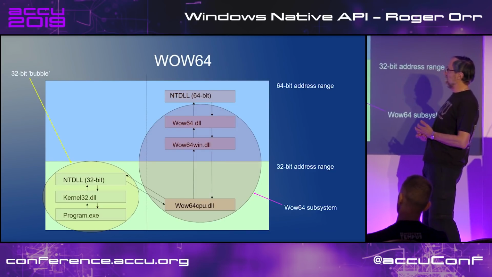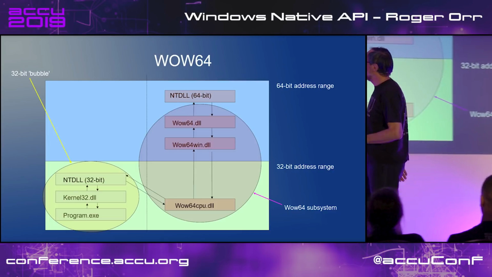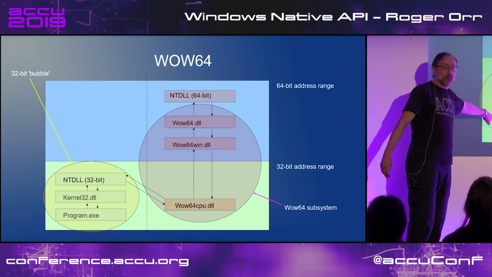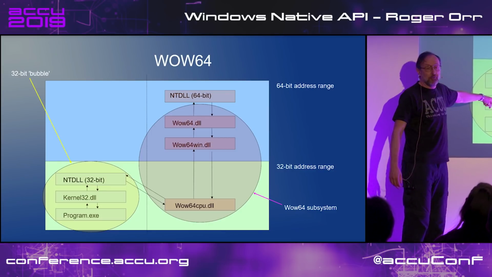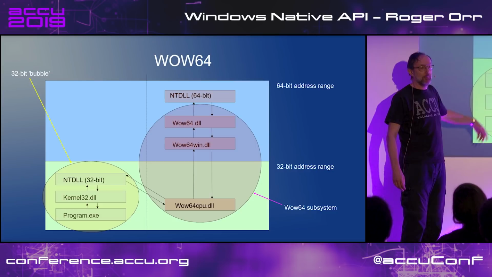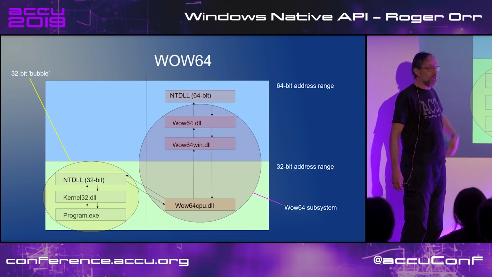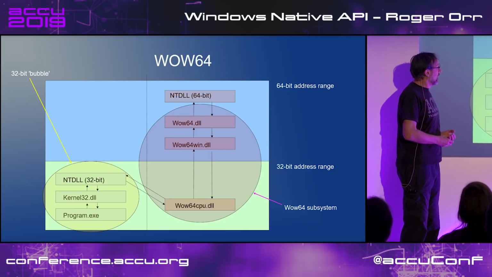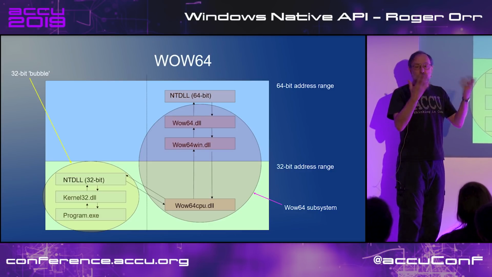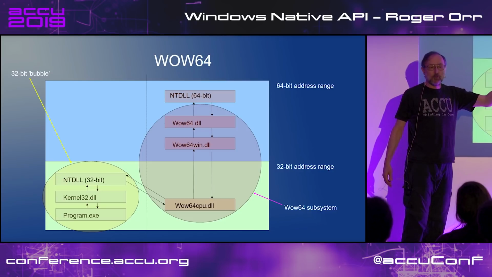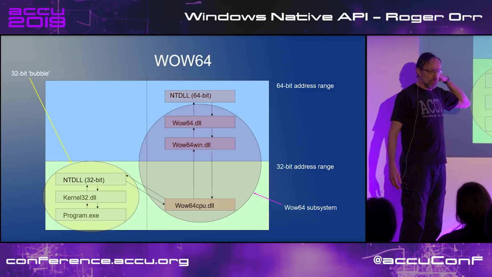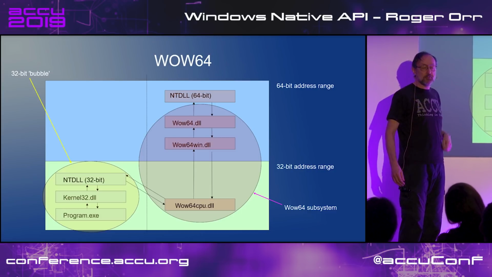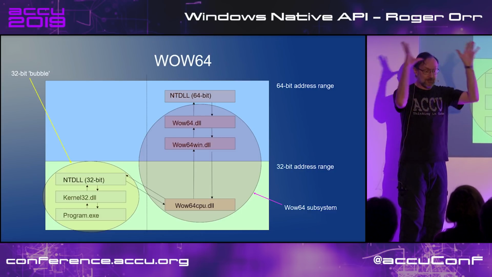So I tried drawing it. I don't know whether I succeeded or not. Here is my 32-bit bubble. I am writing my program.exe, and I call into Kernel32, which is where a lot of the Win32 API is done, and that calls into NTDLL, the 32-bit NTDLL. And that does the normal jump to the operating system, which, as we saw earlier on, would be like a syscall or a sysenter or an int 2e. It just does a far jump to Magic Land.